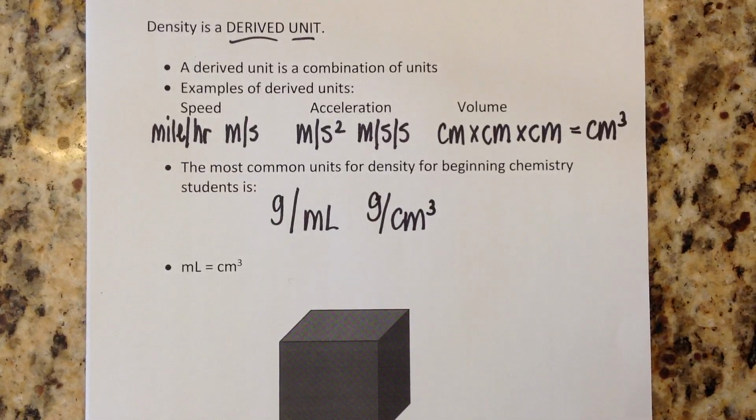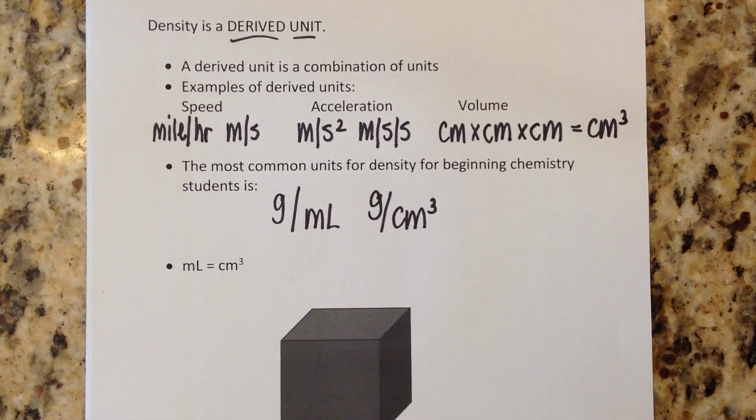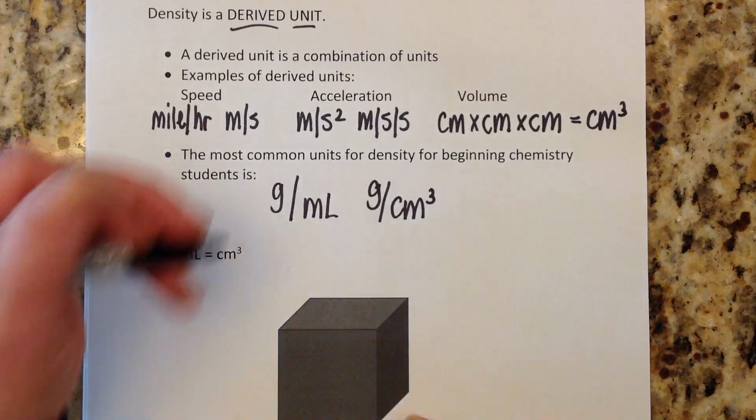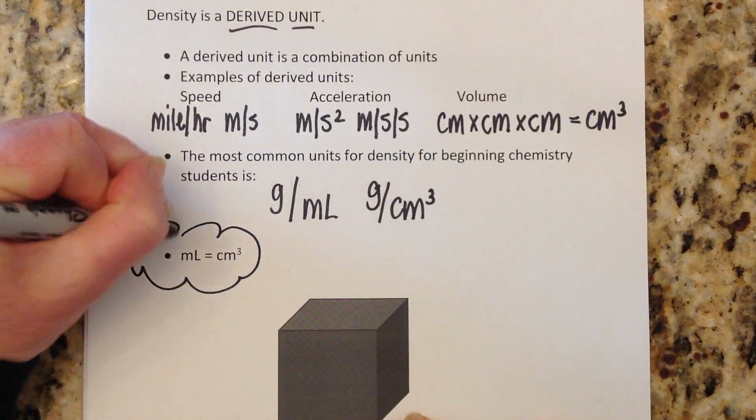If you were in industry, you might be working with pounds per gallon, but just remember it's a mass over a volume. Now, these are actually the same thing because a milliliter and a cubic centimeter are exactly the same. So I'm going to show you why.